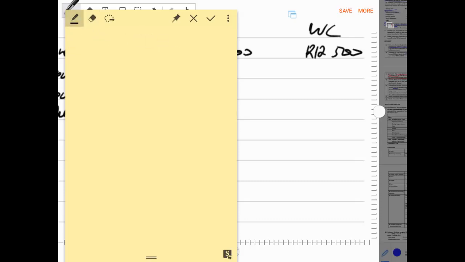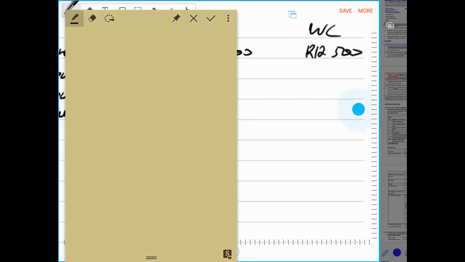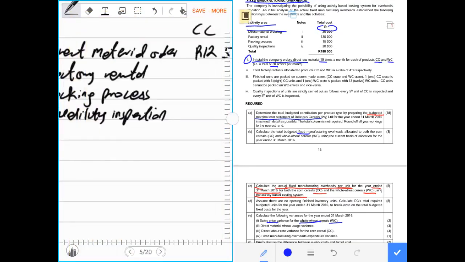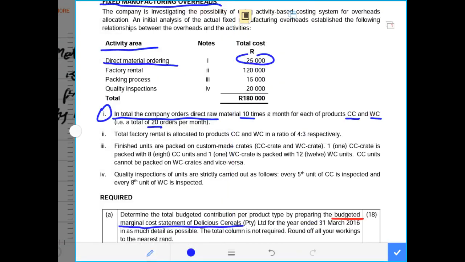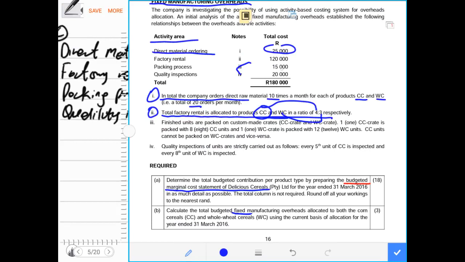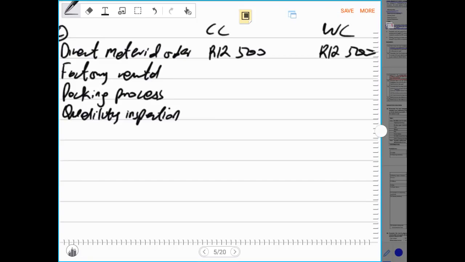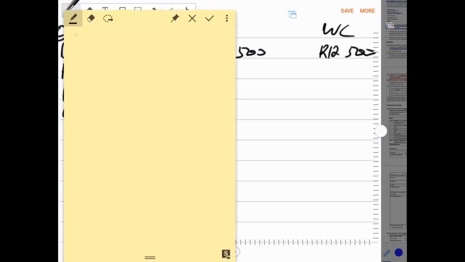I'll just erase all the workings only for this ABC question. The second part now, they are to tell us about the next cost driver for the next cost activity. They say under number 2 that total factory rent is allocated in a ratio of 4:3 to product CC and product WC. The cost for this is 120,000 rands, which is the rent. So we have to split the rent in the ratio of 4:3.